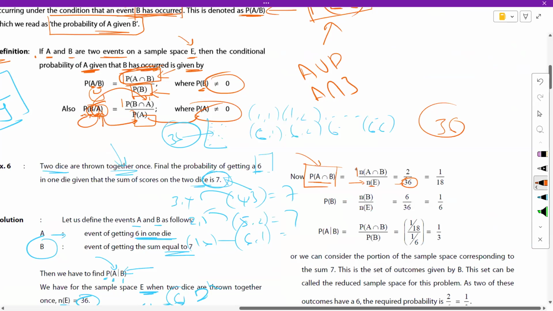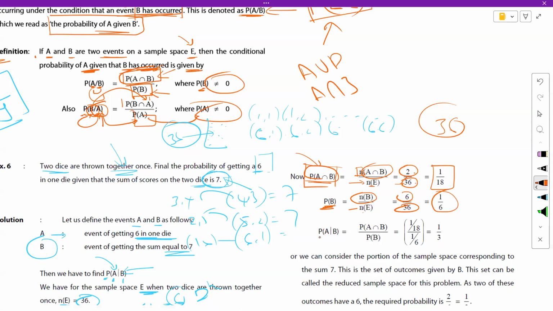Then we have to find the number of elements in the intersection. It's 2, no? So here the formula: probability of A intersection B, we know that is 2 over 36, which is 1 over 18. And probability of B: the number of elements in the sample space is 36, and the number of elements in event B is 6. So therefore 1/6.